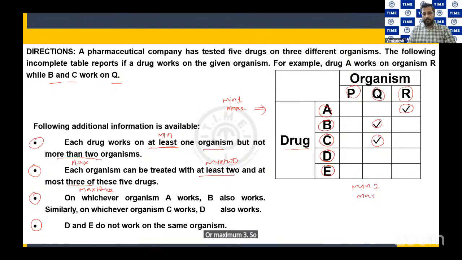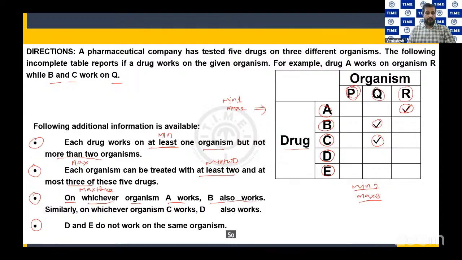So basically what they are saying is, against A, a minimum of one organism you need to give the tick mark. It means a minimum of one tick mark should come and a maximum of two tick marks should come. Against each of these organisms, P, Q, R, a minimum of two ticks should come, column wise, and a maximum of three tick marks should come. That's it. Fine. Move further. On whichever organism A works, B also works.